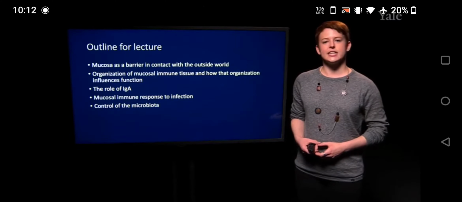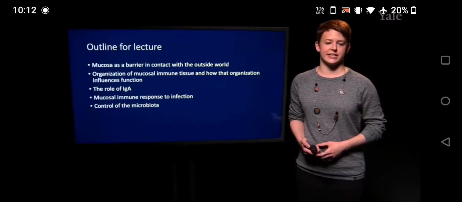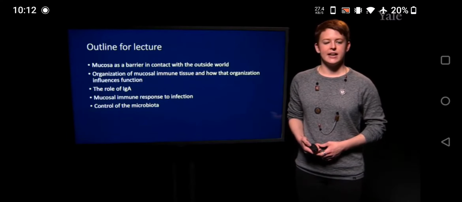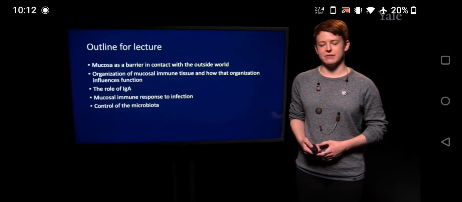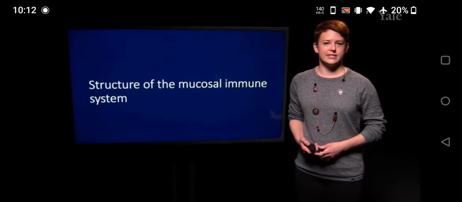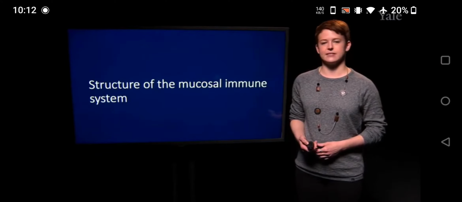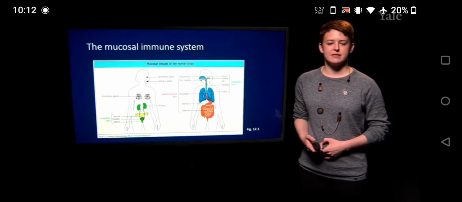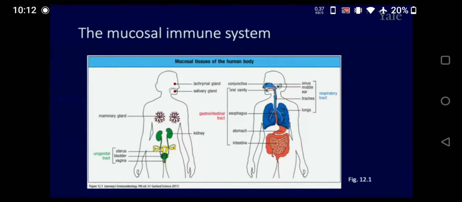As we talked about in the innate immune lecture, barriers are very important for the immune system, and the mucosa acts as the main barrier. We'll go through the structure of the immune system and many of the cells. These are some areas in the body that are covered by the mucosa.